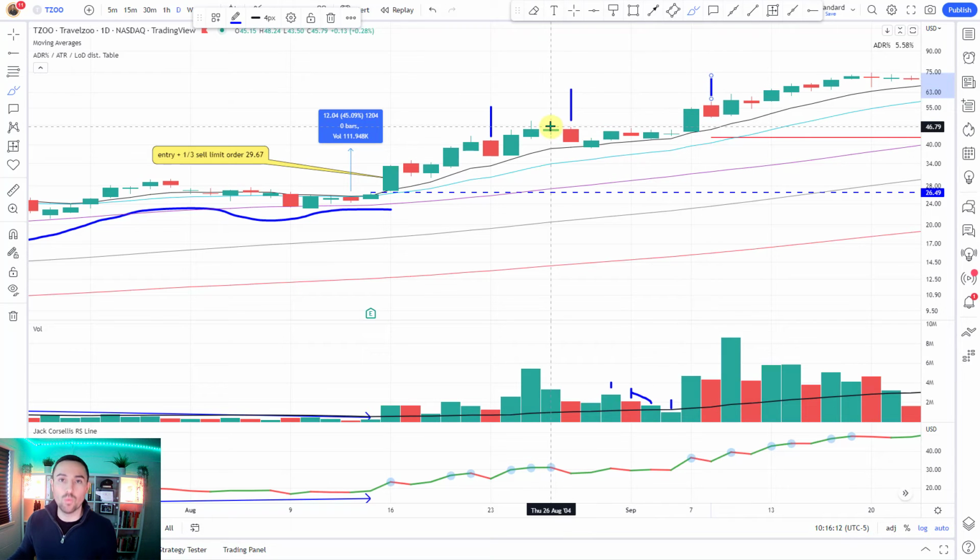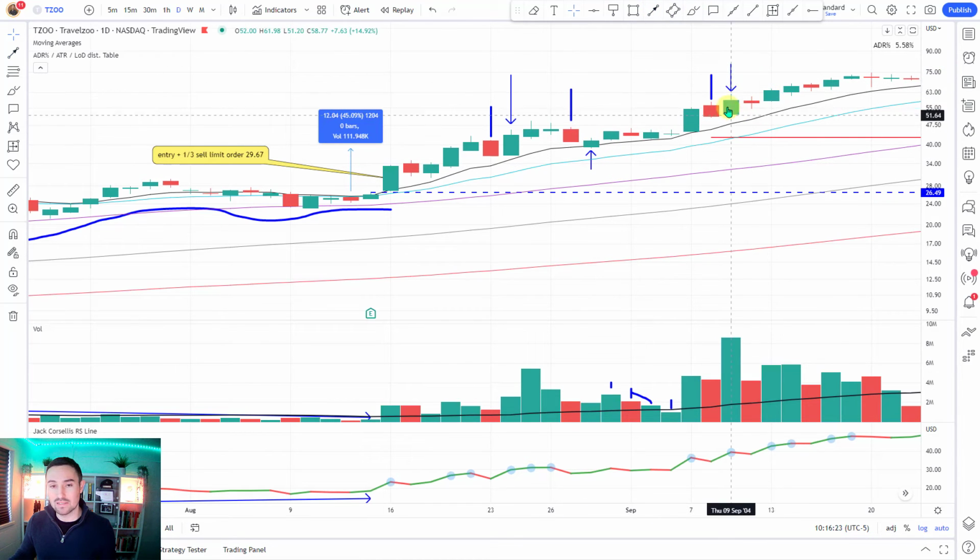Now you want to see one of two things. You want to see either a bullish reversal bar like this, or a bullish absorption bar. So this here, bullish reversal bar, this is a bullish absorption bar. This is a bullish reversal bar.